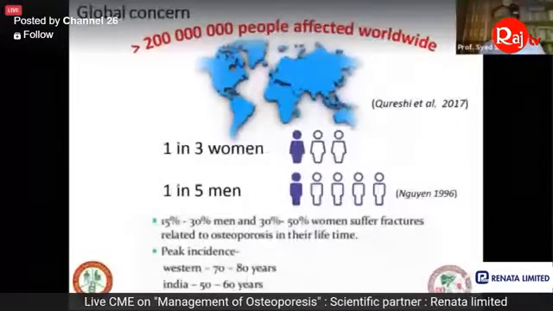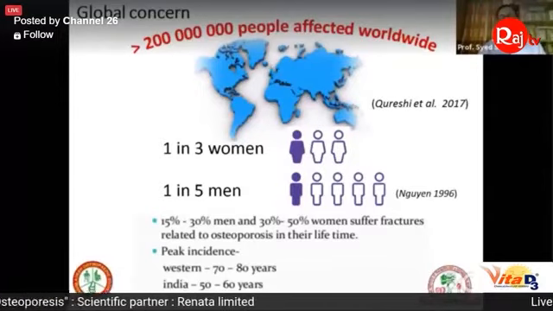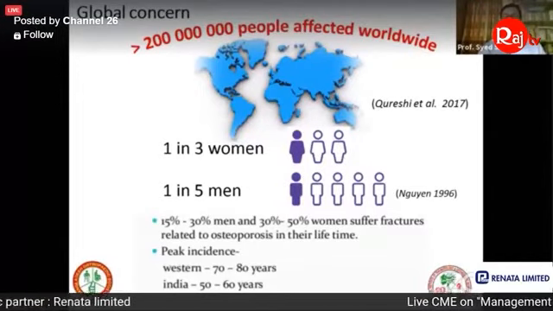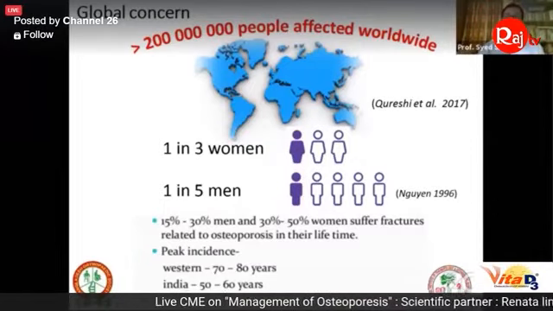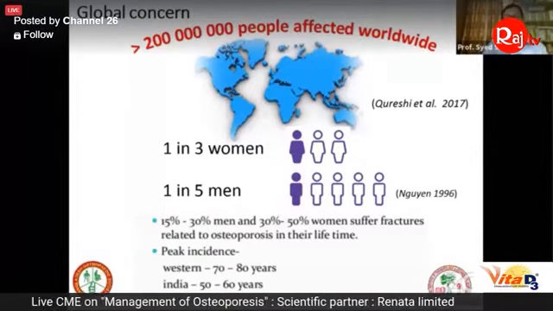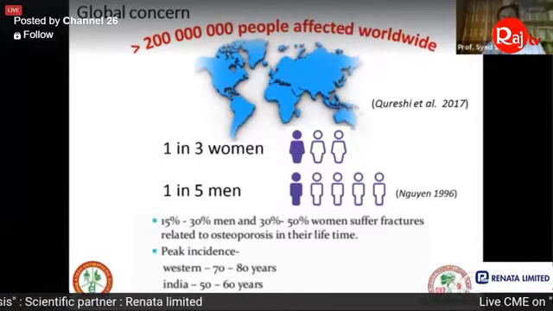Regarding the global concern, all of you know 1 in 3 women and 1 in 5 men above 50 years of age suffer from osteoporosis. And 15 to 30% of men and 30 to 50% of women suffer fractures related to osteoporosis in their lifetime.